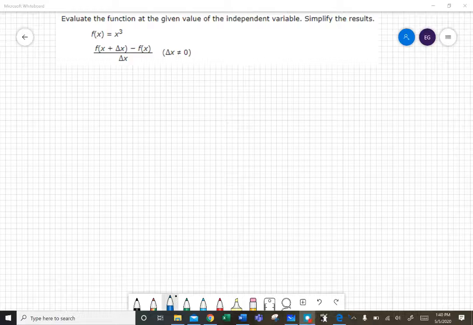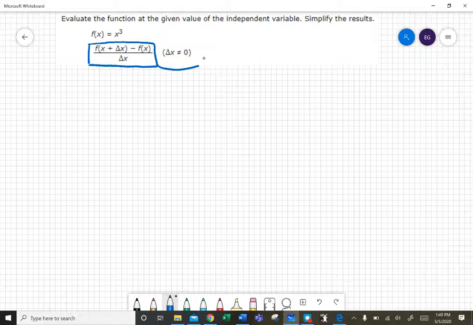Okay, in this problem, we're asked to evaluate the difference quotient of the function f of x equals x cubed. So this formula right here, this is called the difference quotient. And what this gives you is the slope of the secant line. So this gives you the slope of any secant line between two x values that are a distance apart of delta x.